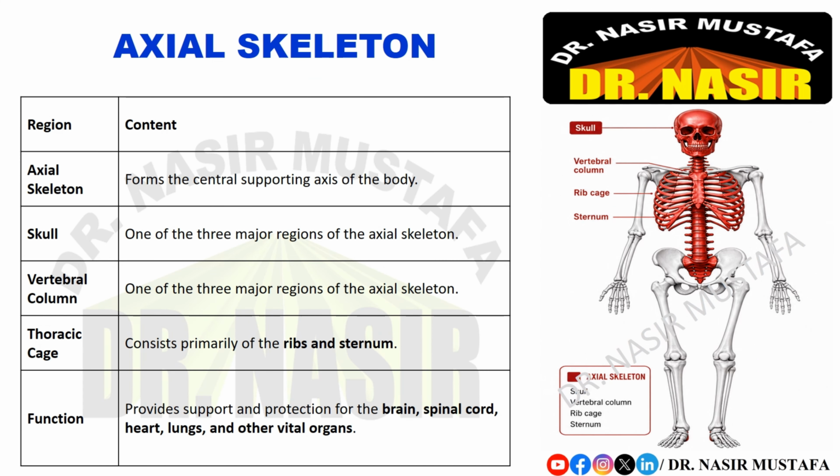2. Axial skeleton. Let us now examine the axial skeleton. The axial skeleton forms the central supporting axis of the body and consists of three major regions: the skull, the vertebral column, and the thoracic cage. The thoracic cage consists primarily of the ribs and sternum. Together, these structures provide support and protection for the brain, spinal cord, heart, lungs, and other vital organs.